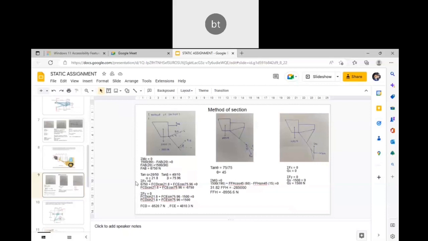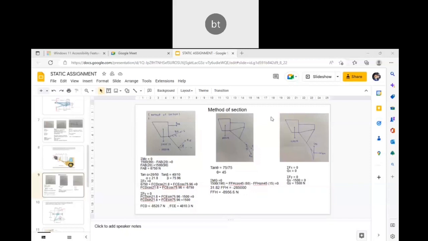Then substitute the values into the formula Fx equals 0, and we get the equation FCD cos 21.8 plus FCE cos 75.96 equals negative 750. Then proceed to the next step, where we use Fy equals 0, using the same method and same steps, and then we get this value. And then we get FCD equal to this one.